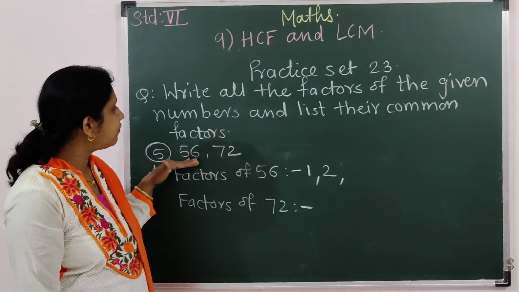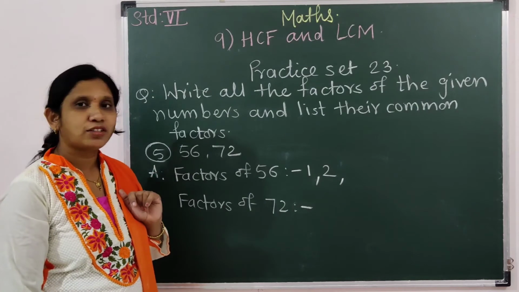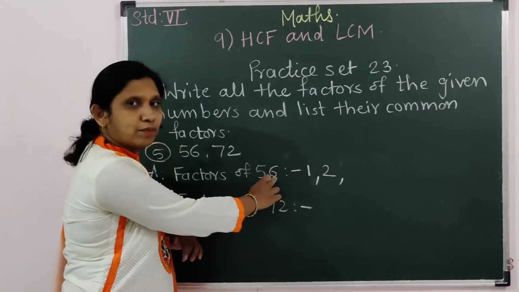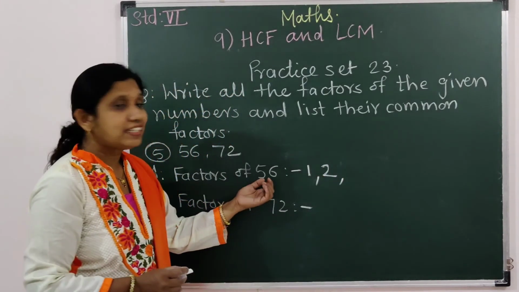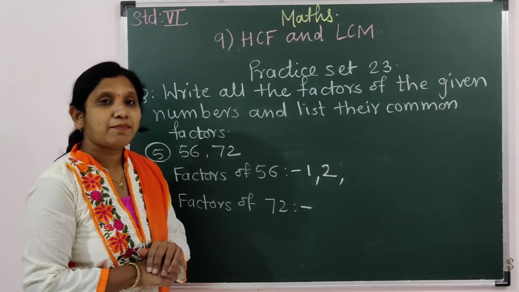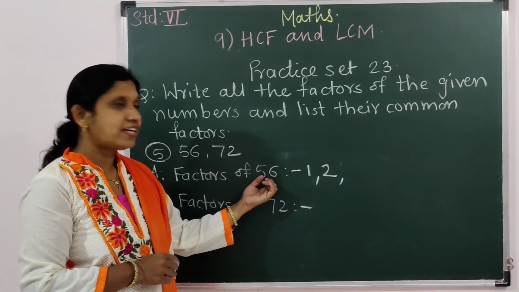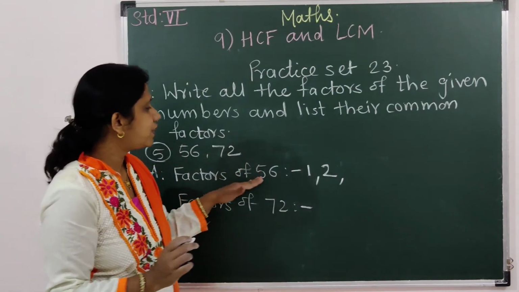What are the numbers given? 56 and 72. So let's write the factors of 56. 1, then 2. Why? Because the unit place digit is 6, so it is divisible by 2. Then 4. What is the test of divisibility by 4? If the digits in the tens and unit places are completely divisible by 4, then the number is divisible by 4.